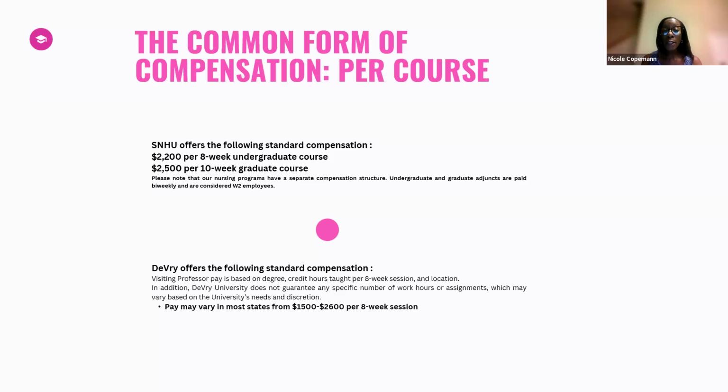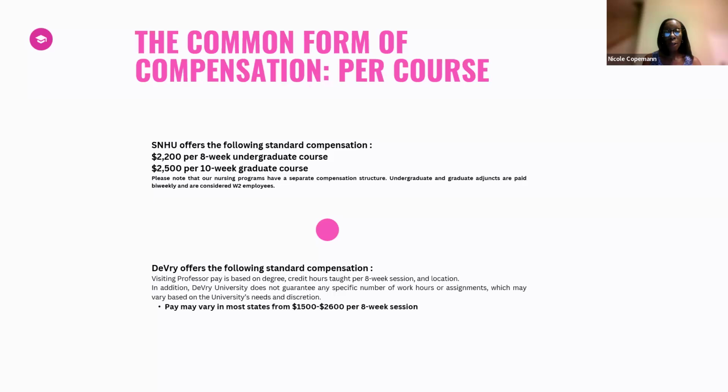And so this may vary for the program. For example, the nursing program has a separate compensation structure, and undergraduate and graduate adjuncts are paid biweekly and are considered W-2 employees. So that's another thing to take into consideration. Depending on the institution, you may be considered a W-2 employee, or you could be considered a 1099 employee. If you're considered a 1099 employee, that means you don't have any taxes taken out of your paycheck. So you want to keep that in mind when it comes time to file your taxes, or if you want to consider maybe paying taxes quarterly.